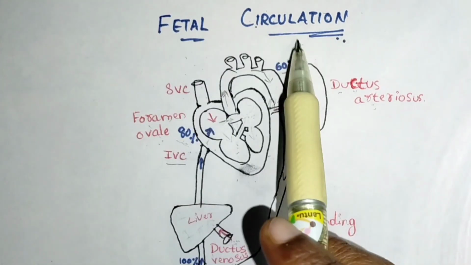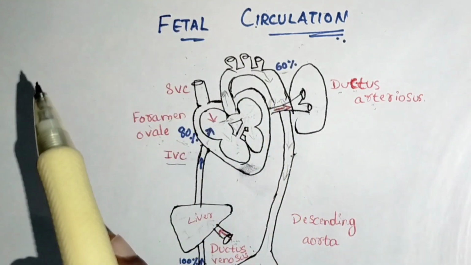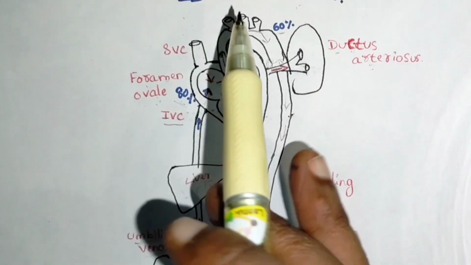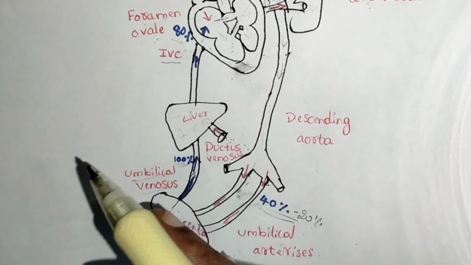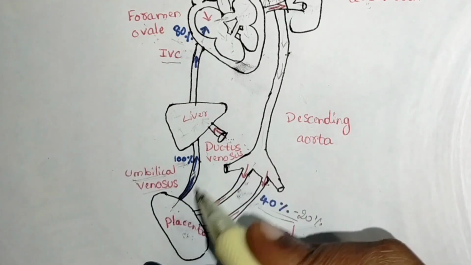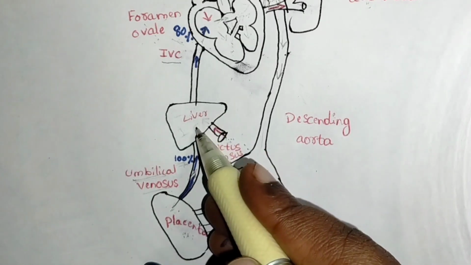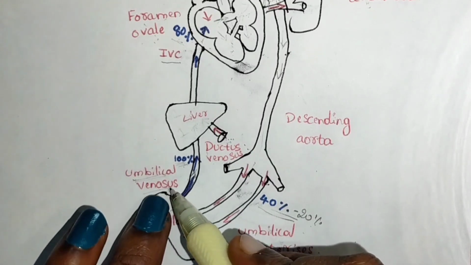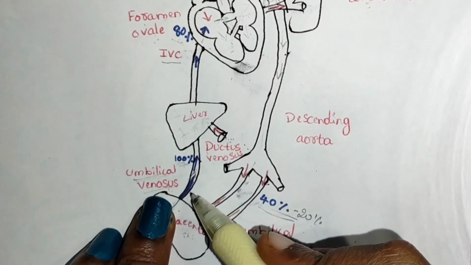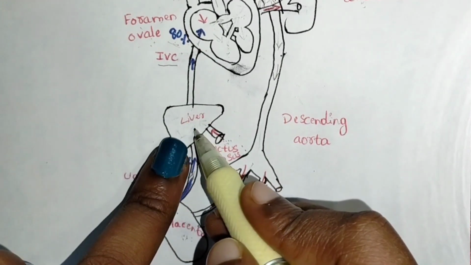Today's topic: fetal circulation. Before learning fetal circulation, if you learn the normal human circulation, then you'll understand it very properly. First, starting with the placenta. The placenta is attached to the mother, so the placenta supplies blood to the baby. From the placenta, 100% oxygenated blood goes to the liver through the umbilical vein.